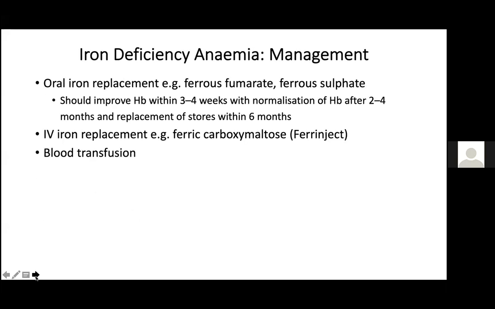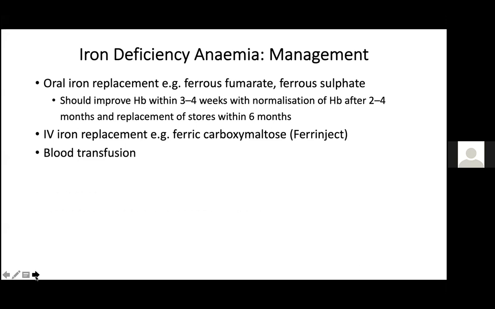So iron deficiency anemia, that's easily treated with oral iron replacement therapy. We quite often see that, but it's worth remembering that it takes at least 3 to 4 weeks to see an improvement in hemoglobin and 2 to 4 months for it to fully normalise. So it is worthwhile treating her and bringing her back in a few weeks and bringing her back again in a few months.